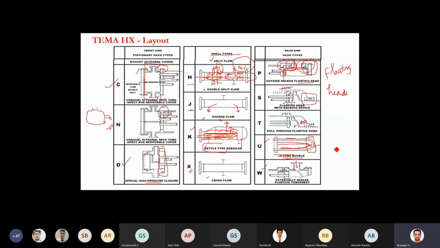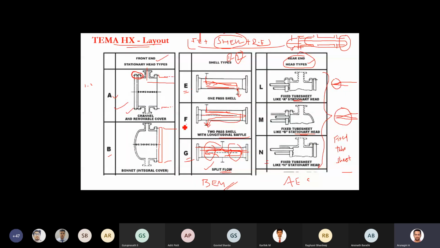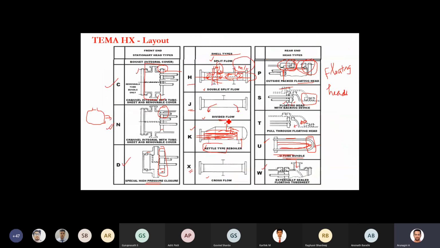Then AJW. AJW means you again have a channel and removable cover. J means divided flow. Then here you have to provide a longitudinal baffle. W means this type of arrangement, like an externally sealed floating tubesheet. So we have discussed different types: BEM, which is very normal, then AES, with sealing strips or you can say backing rings.